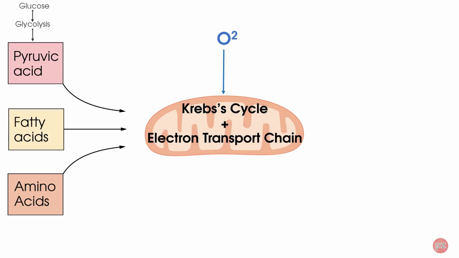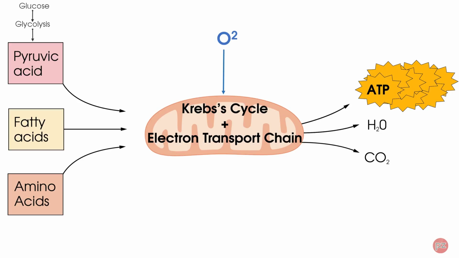First, they enter the Krebs cycle. This is also known as the TCA or citric acid cycle. So that's 3 names for the same thing. They then, following this, enter the electron transport system. Again, the details of this are beyond the scope of this tutorial. The outcome is ultimately to yield carbon dioxide, water, and our ATP.